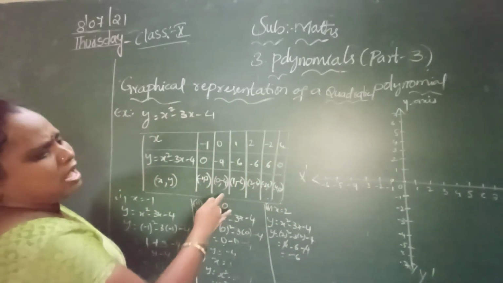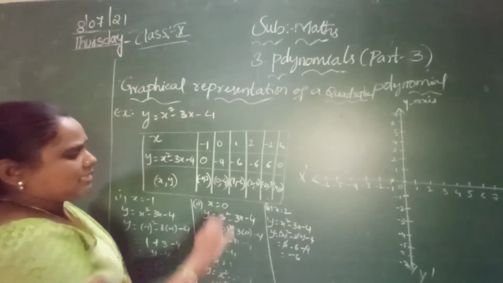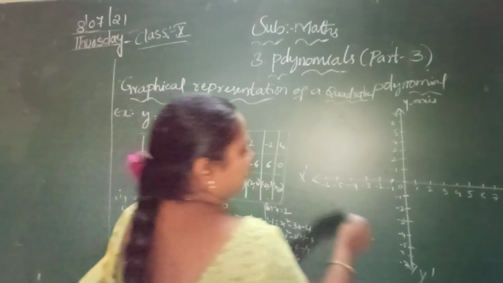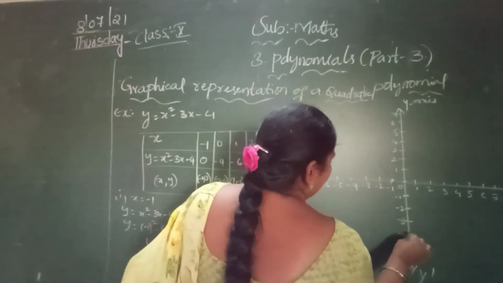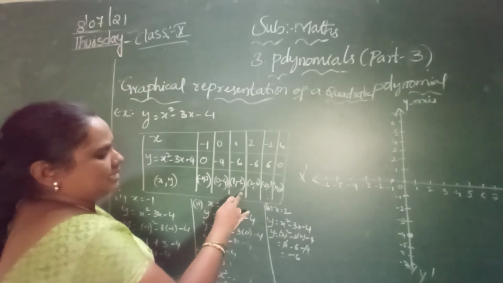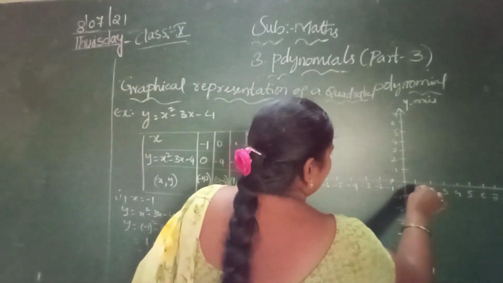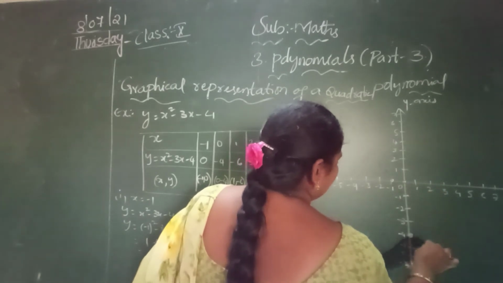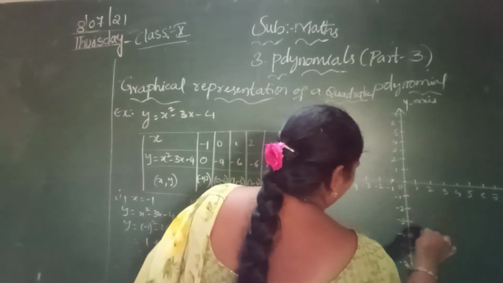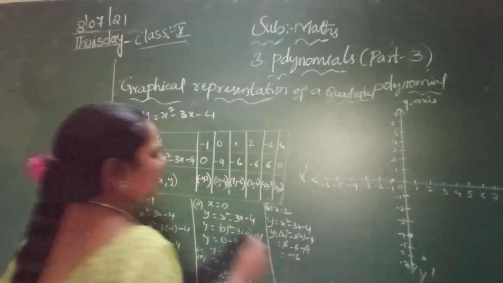Next 0 comma minus 4. X is 0, y is minus 4. Where is minus 4? Here. Next 1 comma minus 6. X is 1, y is minus 6. So x 1 is here, y minus 6 is down. Straight down we have to plot here. So this is 1 comma minus 6.